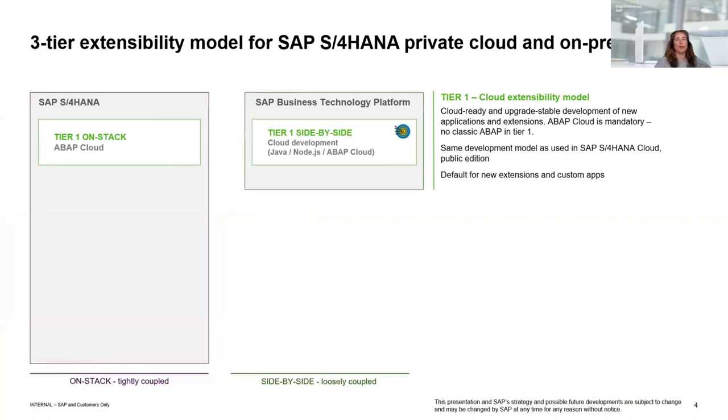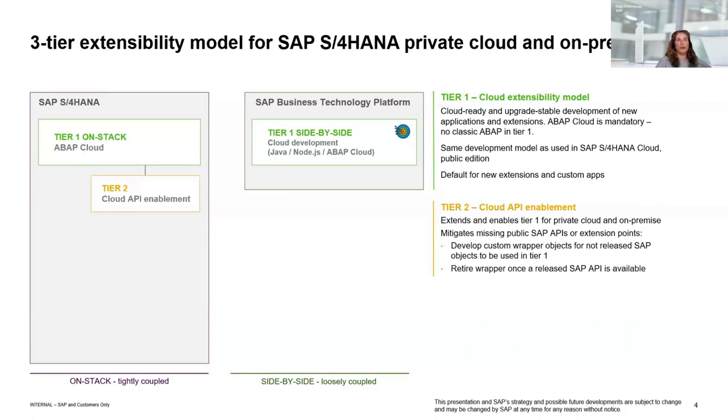This is the picture which is meanwhile very famous from the ABAP extensibility guide, and I will just shortly recap it. Our proposal is to work with this 3-tier extensibility model and to set it up as follows. Tier one should be all your new developments with the ABAP Cloud development model. You can set it up as a separate software component and set the language version to ABAP for Cloud Development and develop cloud ready. This is the default for all your new developments, be it on stack in S/4HANA or side by side on SAP Business Technology Platform.